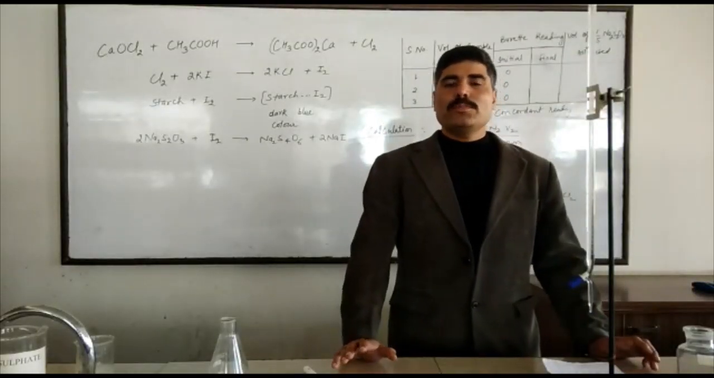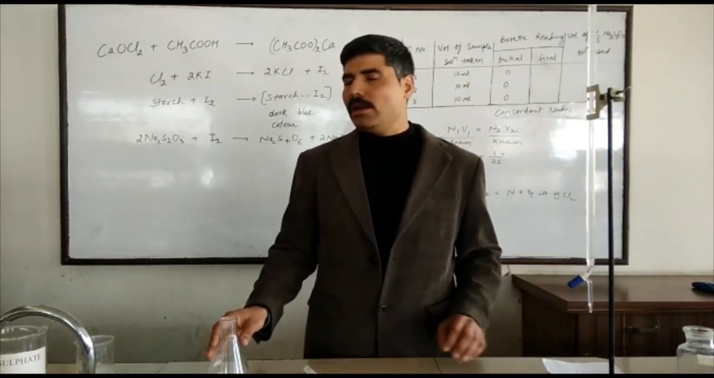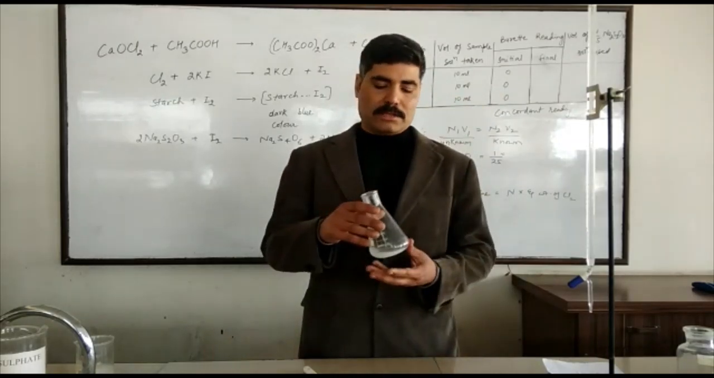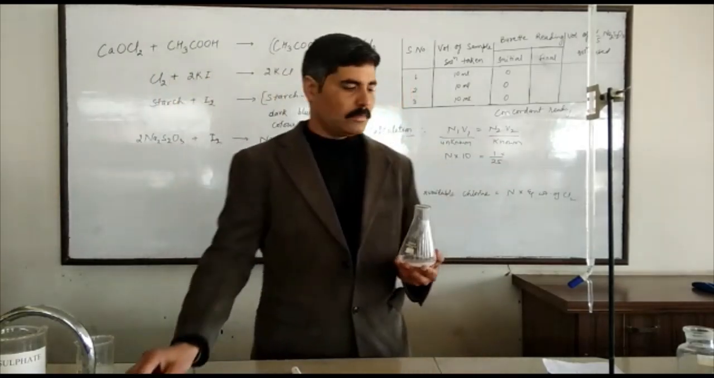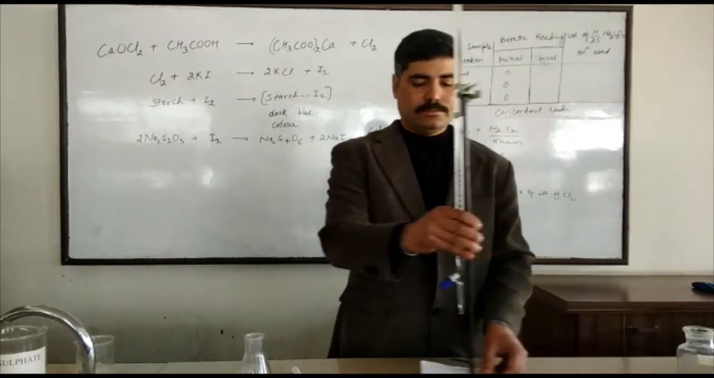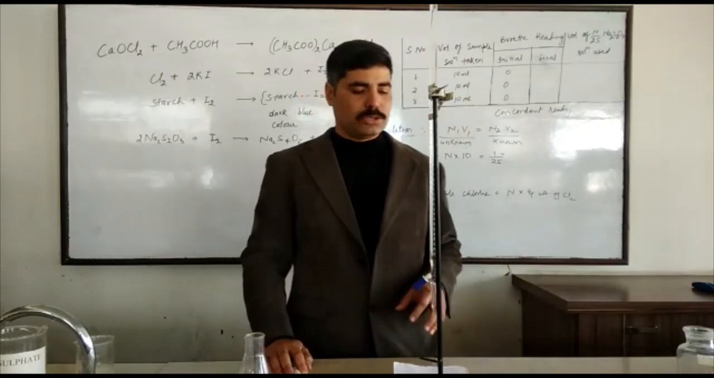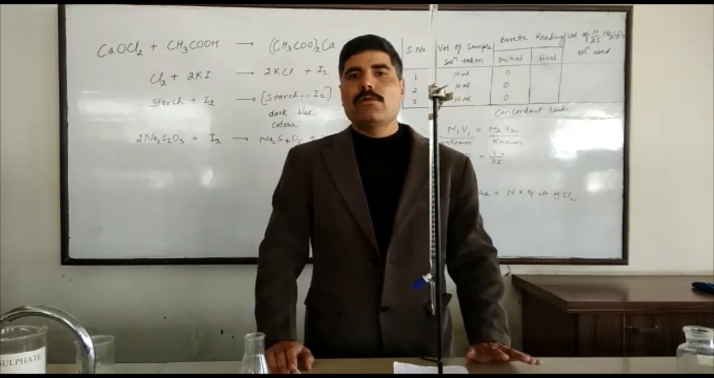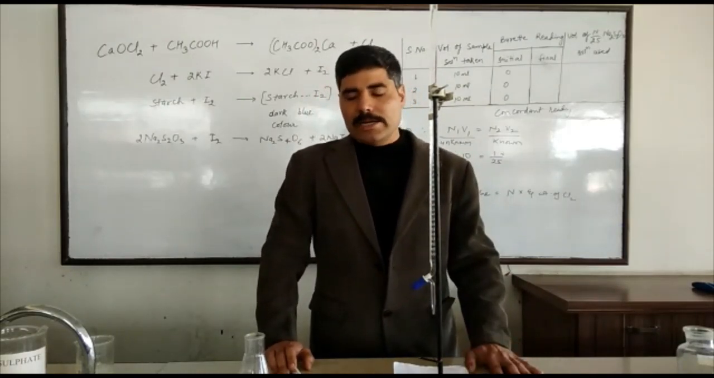Now we are going to perform the experiment. First of all, we have to take 10 ml of the unknown sample solution in a conical flask with the help of a pipette. Now we have to fill the burette with the standard solution, which is N/25 sodium thiosulfate solution, and we have already filled our burette with the standard solution. Now we have to start the titration.